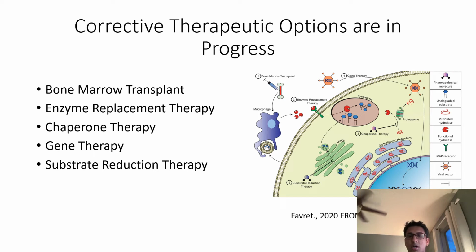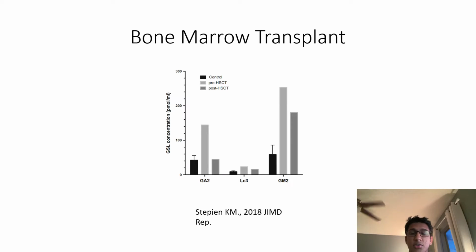So there are a couple of corrective therapeutic options at play that are in clinical trials and used in other methods, whether it's a cell line for right now. And these are bone marrow transplant, enzyme replacement therapy, chaperone therapy, gene therapy, and substrate reduction therapy. And I will go over all of these more in depth in the future. So the first one I want to cover is a bone marrow transplant.